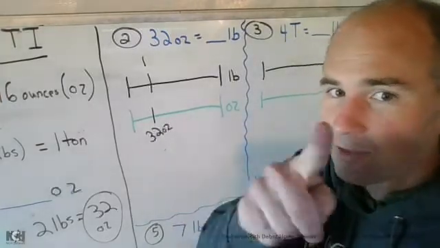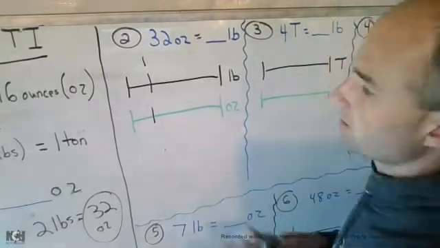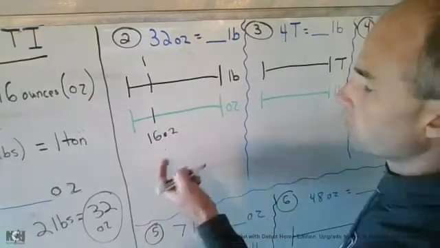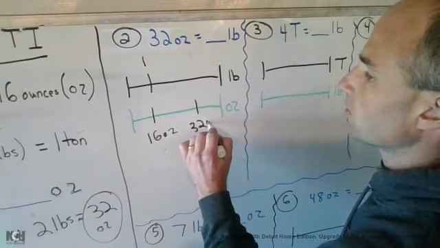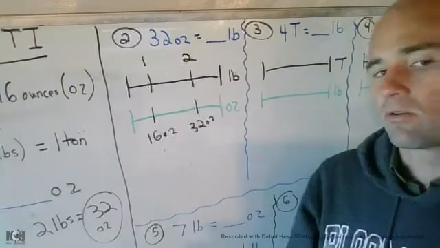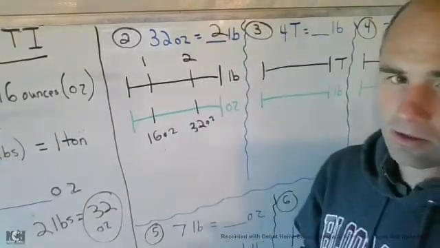No. See, you weren't following along. You didn't catch me. 1 pound is 16 ounces. Well, what's another 16? Oh, that's right, 32. Oh, that's 2 pounds. 32 ounces is 2 pounds.